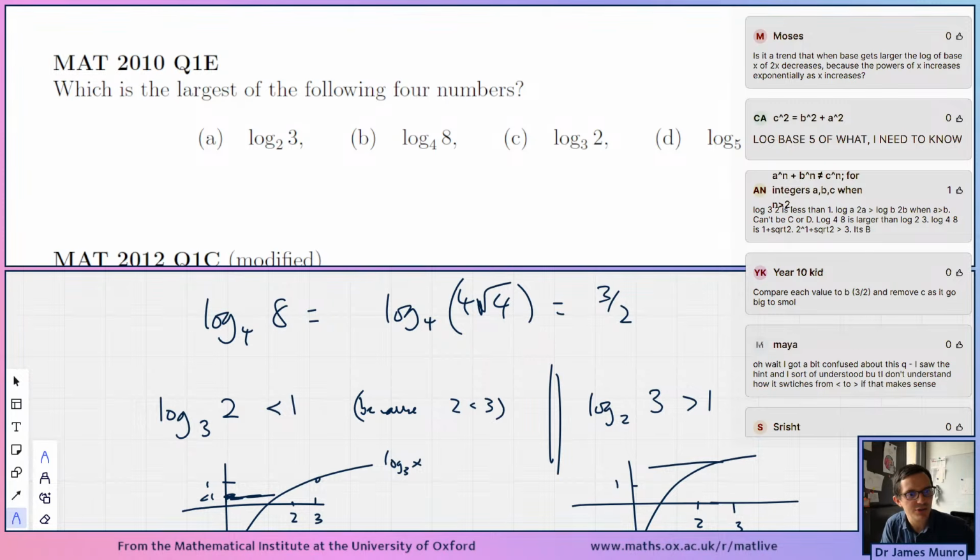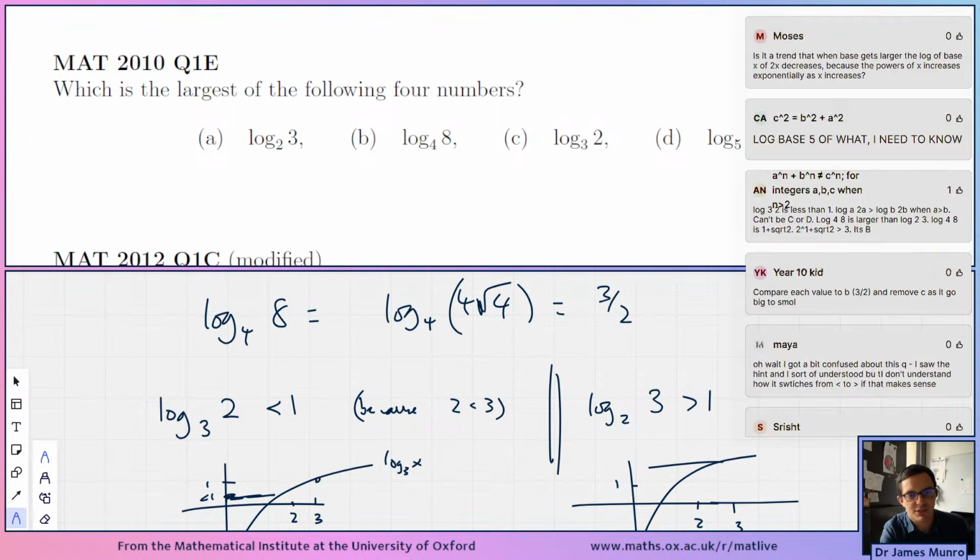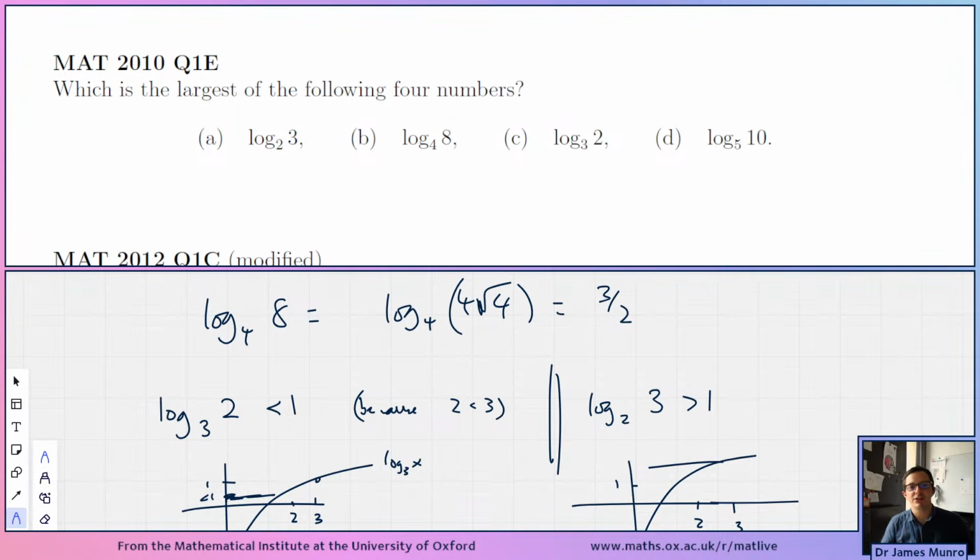I worked out what I was doing wrong. This is why my toggle button stopped working, because I was on the other one. There we go. It's log base 5 of 10, and I think that's also larger than 1, but not much larger than 1. I really want to do that trend question in chat, but let's finish this first.